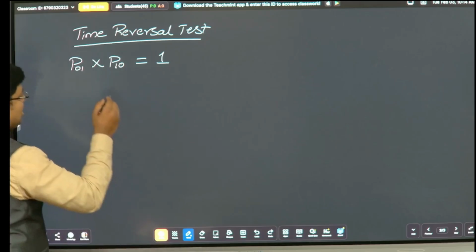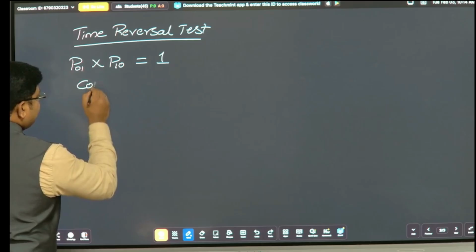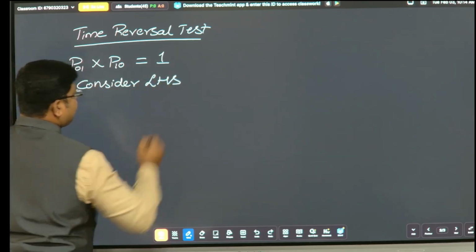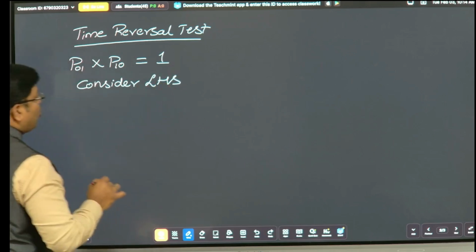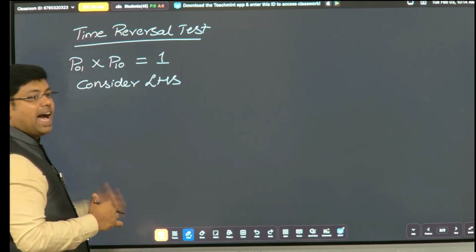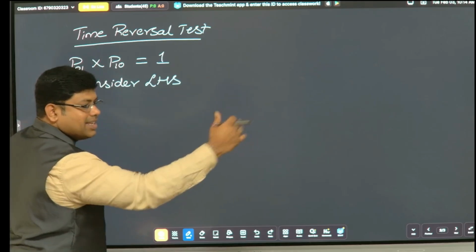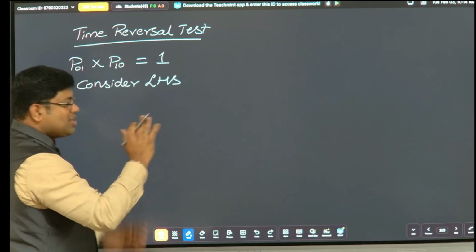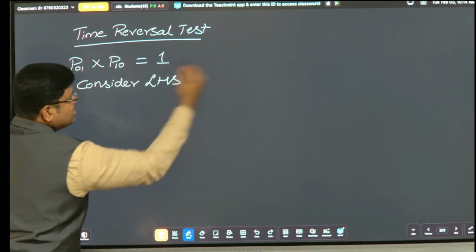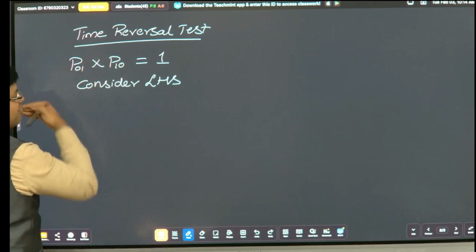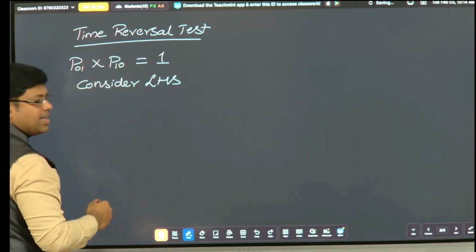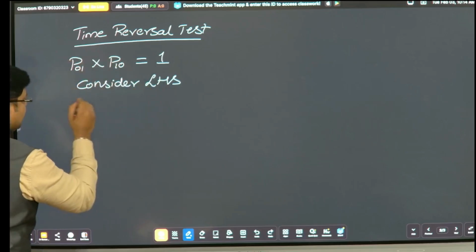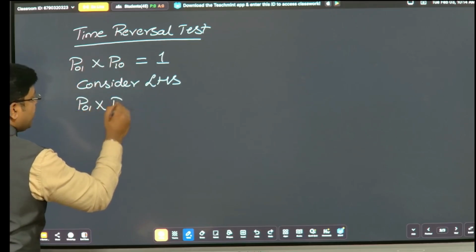Correct? So the first step, please listen, consider LHS. What do you mean by LHS? Left hand side. RHS, right hand side. So this part of the equation is the left hand side. This part of the equation is the right hand side. Consider LHS. We need to consider only this. So that is P01 into P10.